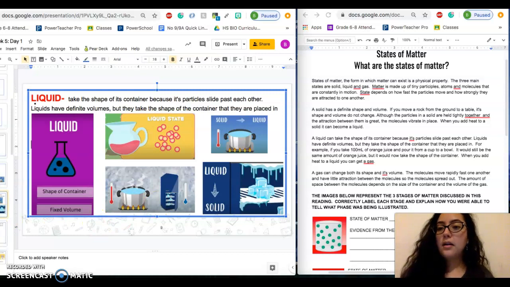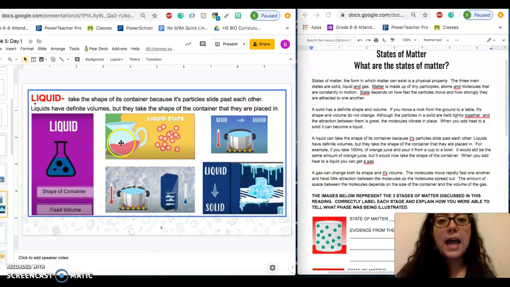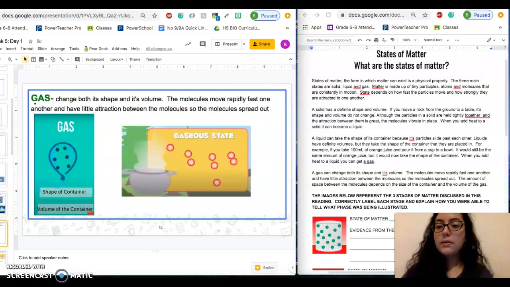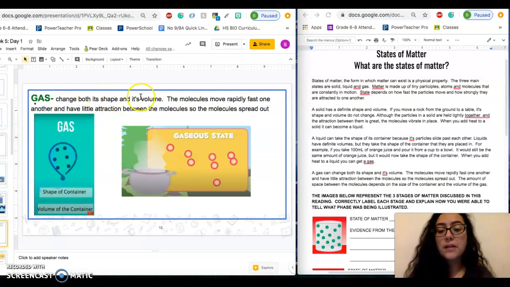All right. Let's go to the next one. So when an ice cube is heated, energy is going in to make it a liquid. And when more heat is added to the liquid, we get our third state of matter, which is a gas. As you can see from the PowerPoint, a gas can change both its shape and volume.